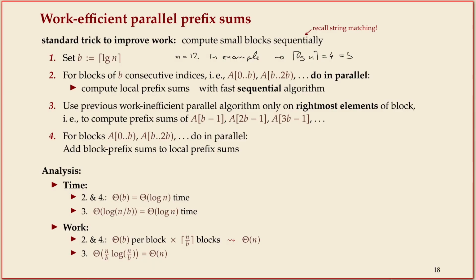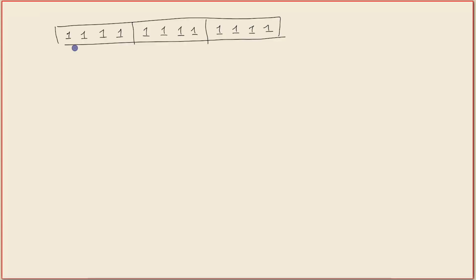Okay, so we broke the problem into blocks. Then for each of the blocks in parallel, we compute the local prefix sums, just in the tiny block. And for that, we use the algorithm we already know. So let's do that first on the example. So I take this as small independent arrays, all filled with ones. If I compute the prefix sums, that's just 1, 2, 3, 4 in all of them.